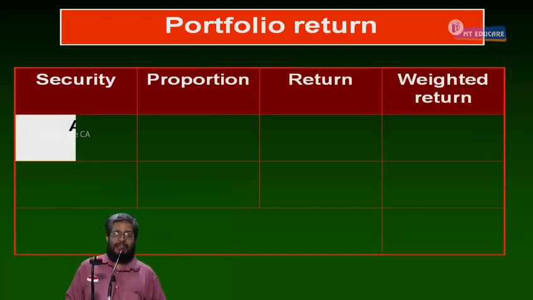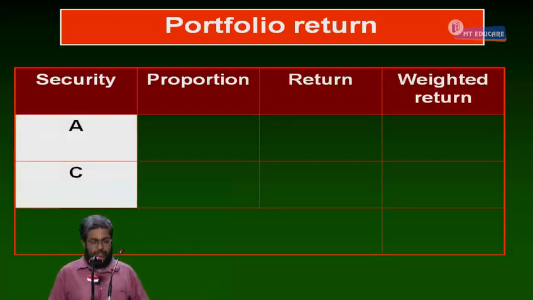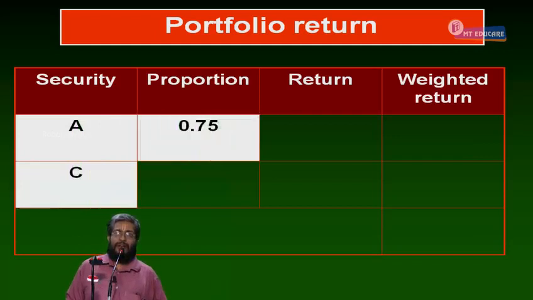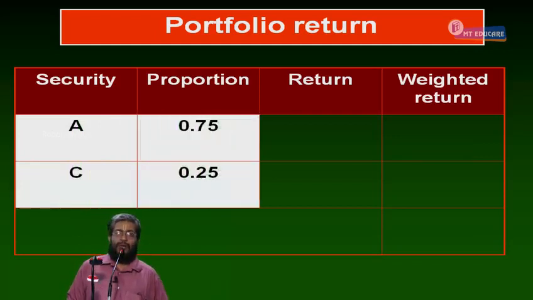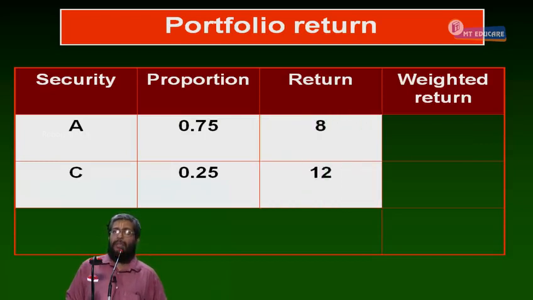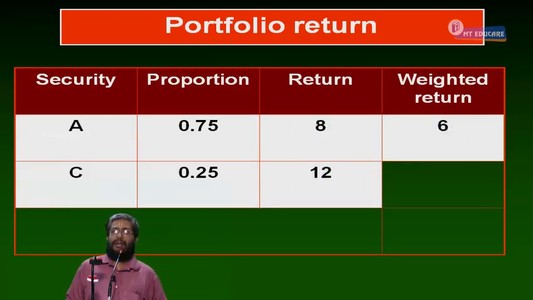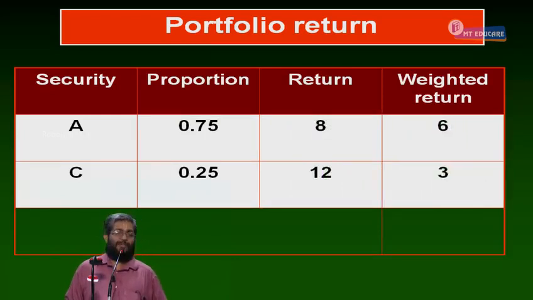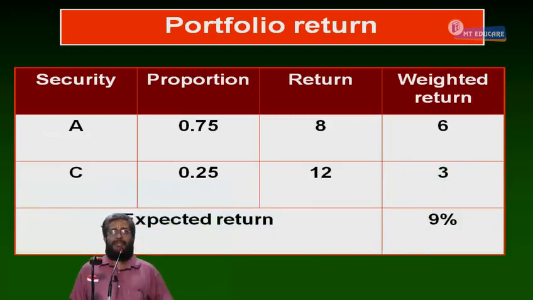Tell me the two securities: A, C. What are their proportions? 0.75, 0.25. What is the return of A and C? Given the question, look at the return and tell me what it is. 8 and then 12. 8 into 0.75 is 6. 12 into 0.25 is 3. What is the total here? 9. The expected portfolio return is 9%. Now we have to find out sigma P.